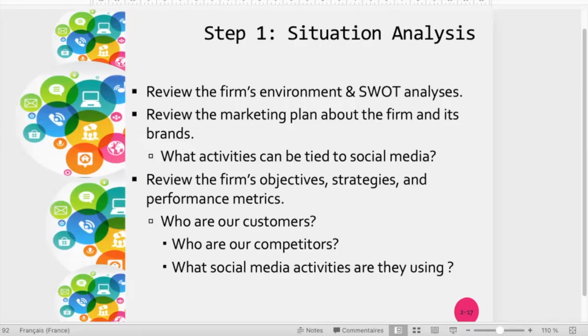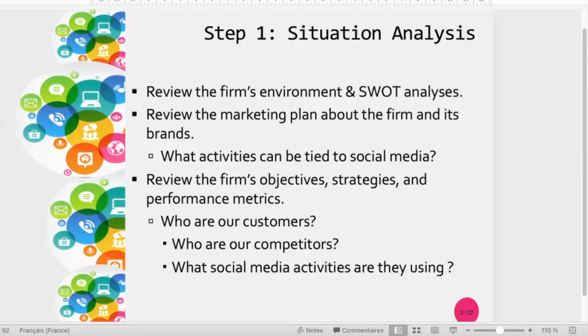And what social media activities are they using? Are they general today? All brands are present on all social. So generally, they use Facebook, Instagram, Twitter, Google+, LinkedIn. Some use also LinkedIn.